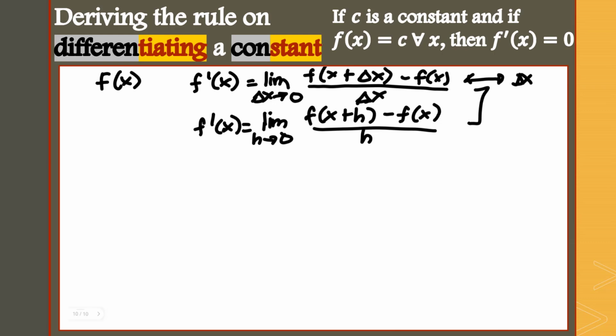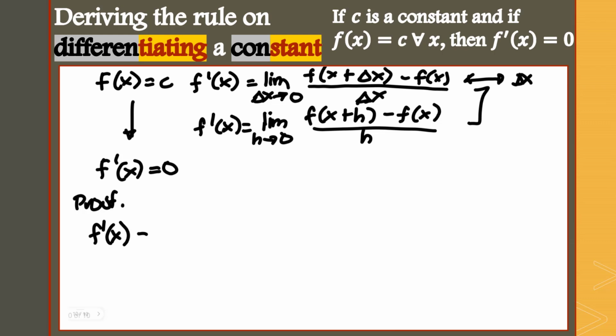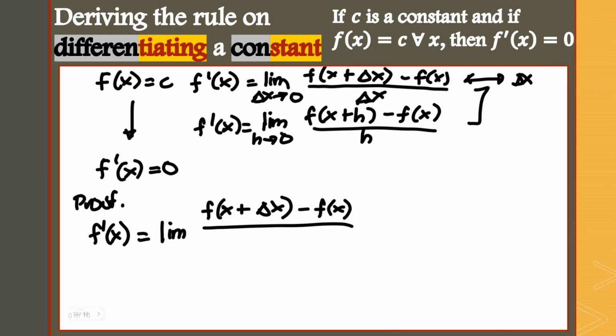So we are going to show that for f of x equal to c, we would end up with f prime of x, or the first derivative, being equal to 0. So let's try using this definition. So the proof here, of course, we'll have f prime of x is equal to the limit of f of x plus the increment of x minus f of x over the increment of x as the increment of x is getting closer to 0. Of course, we cannot substitute that here because this will become 0.